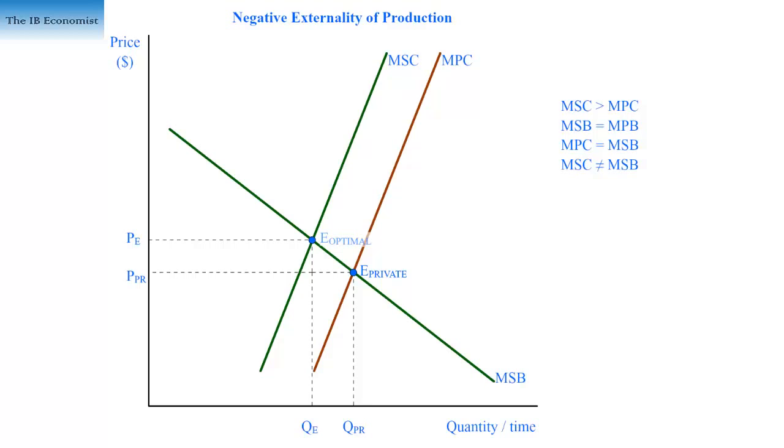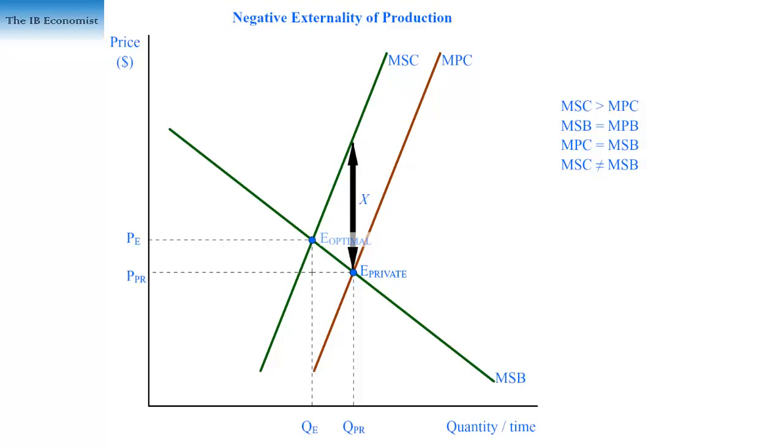When we have a negative externality of production, the optimal price PE is greater than the private price PPR. Similarly, the optimal quantity QE is less than the private quantity produced QPR. As a result, once again, we are going to generate an externality.